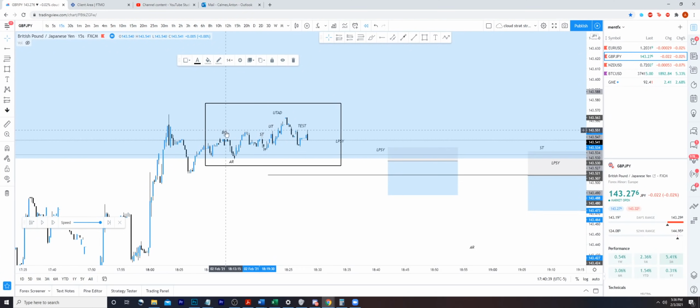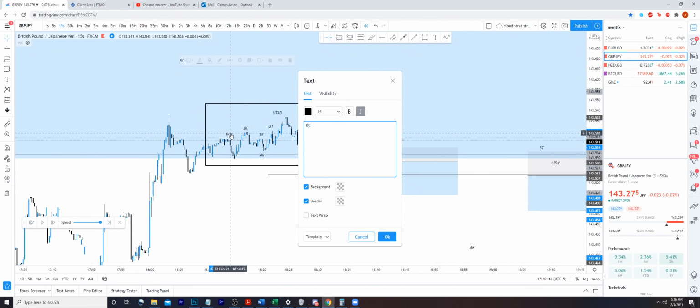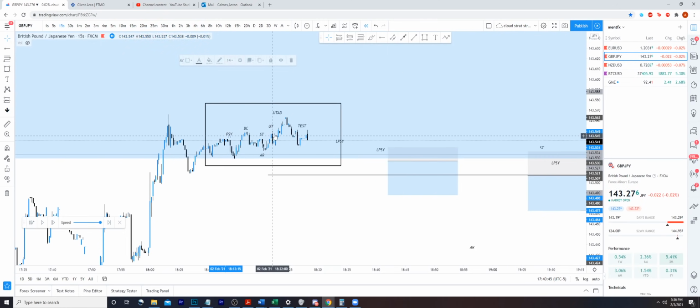And if anything, you could also look at this like this and think about this as the preliminary supply, just like that. But I'm just gonna stick to my original markup, which was buying climax, the AR, the ST that made that liquidity, the UT that liquidated that, the UTAD that came through that, and now the tests that are occurring as we're moving lower. And at this point, we were still not sellers on this market, right?